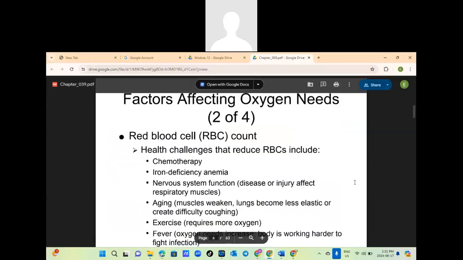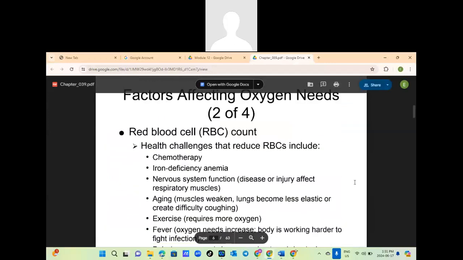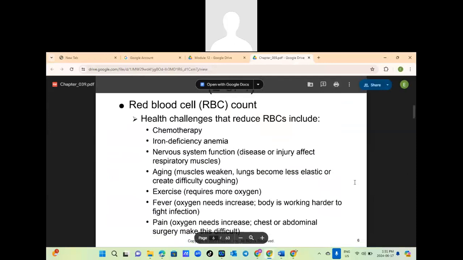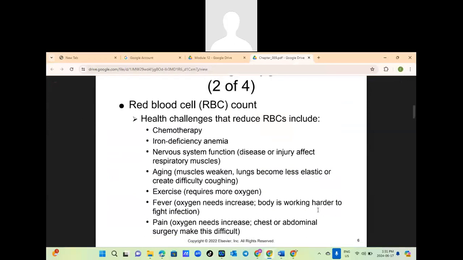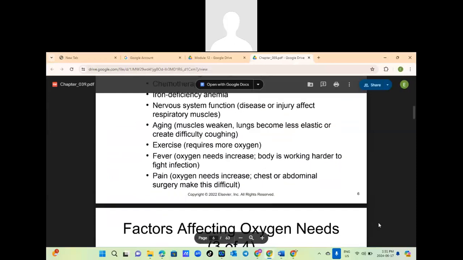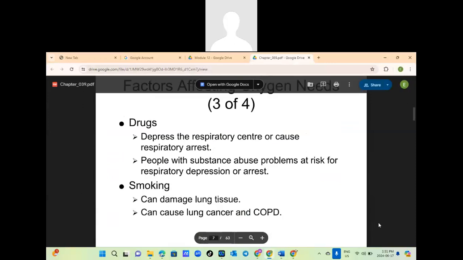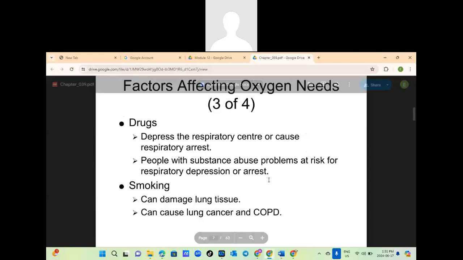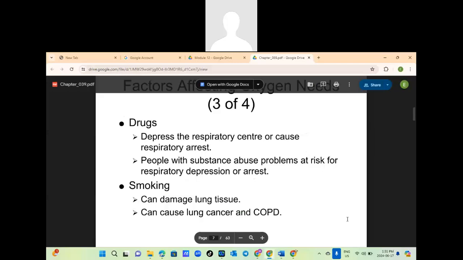All right. So again, here we go. We did the red blood cells, right? Chemotherapy can affect red blood cells, as can iron deficiency, nervous system function, aging, exercise, fever, and pain. Also, the drugs. We've read it. They depress the respiratory center. People with substance abuse problems are at risk for respiratory depression or arrest.